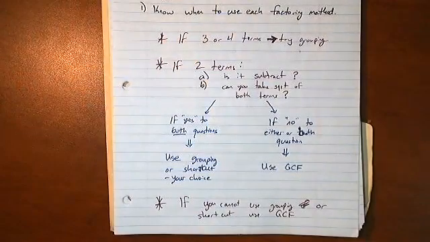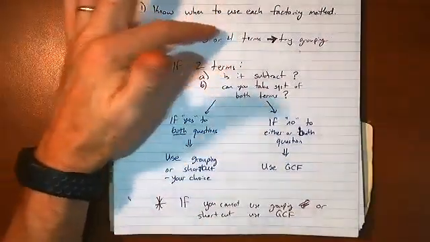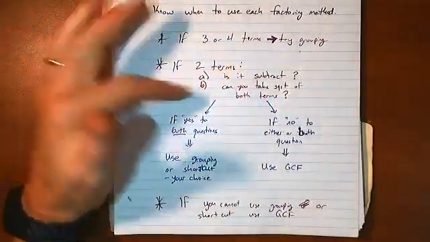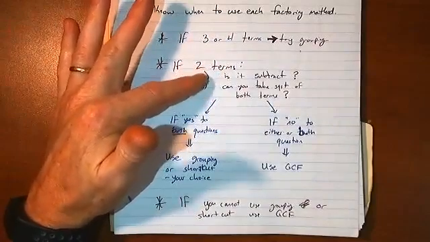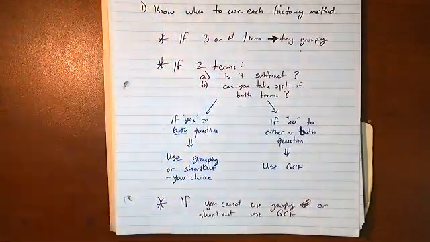When in doubt, use greatest common factor as your backup. Okay. But if it's clear to you that there are either 3 or 4 terms, use grouping. And if there's 2 terms, ask yourself these 2 questions to decide whether or not you can use grouping.